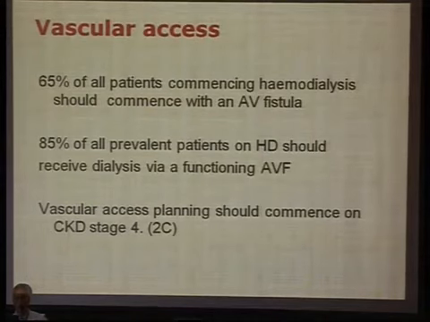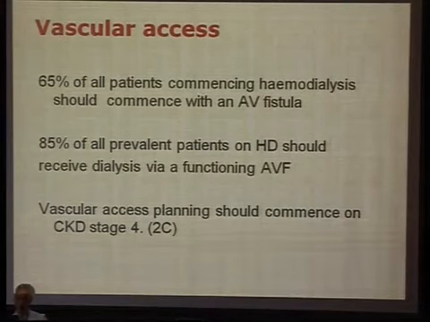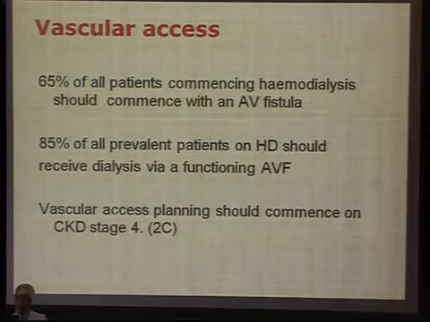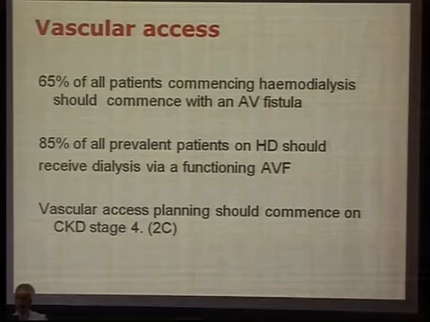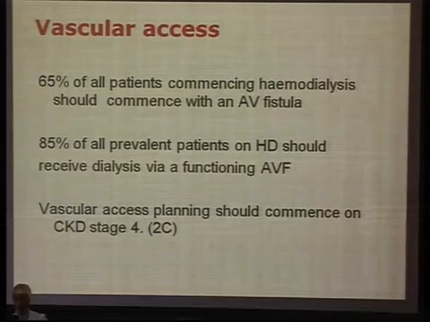Regarding vascular access, I don't take this issue in depth, but 65% of all patients commencing hemodialysis should commence with an AV fistula. This means that the decision should be taken at chronic kidney disease stage 4 or early stage 5. It is very important. This is one of the quality measures: what is the percentage of patients commencing hemodialysis with an AV fistula?